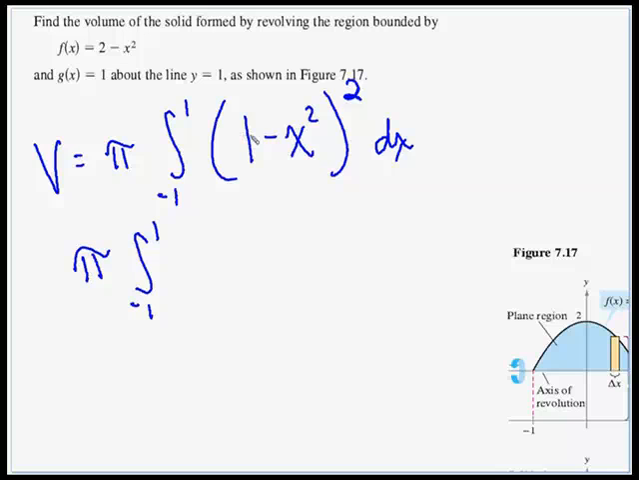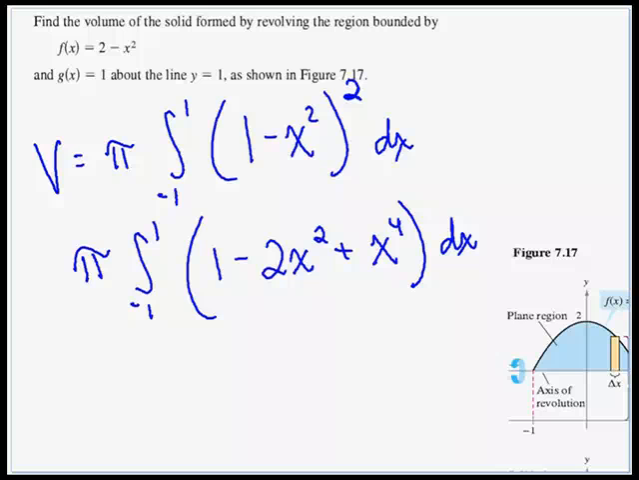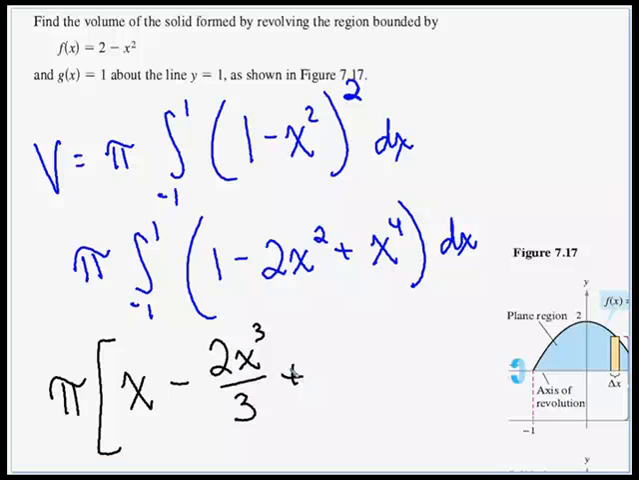What we have here is a binomial squared. Let's FOIL it out. If we do FOIL that out, we're going to get 1 minus 2x squared plus x to the 4th dx. So now we can integrate. The antiderivative of 1 is going to be x minus, this would be raised to the power by 1 divided by the new power, 2x to the 3rd over 3 plus x to the 5th over 5. And that is a definite integral we will evaluate between 1 and -1.